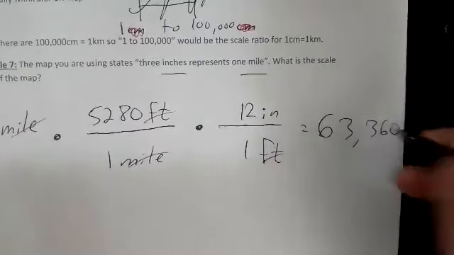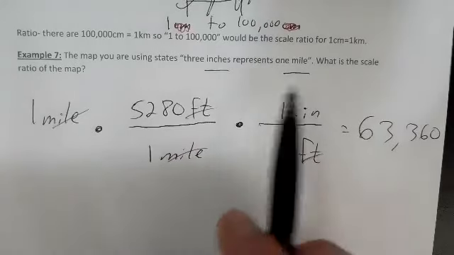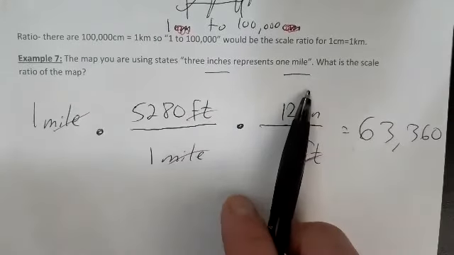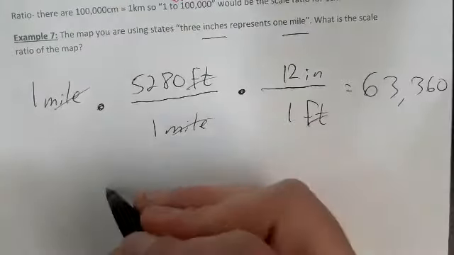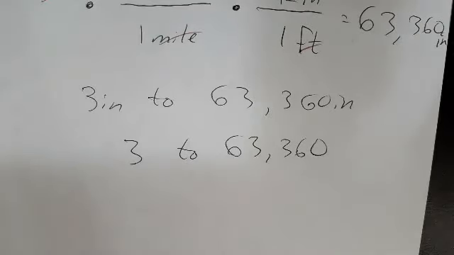Okay. And so this map says 3 inches to 1 mile, and so we're going from 3 inches to 63,360 inches. We don't want to write the inches anymore, so 3 to 63,360. We drop the units to talk about the ratio, since they are in the same units.